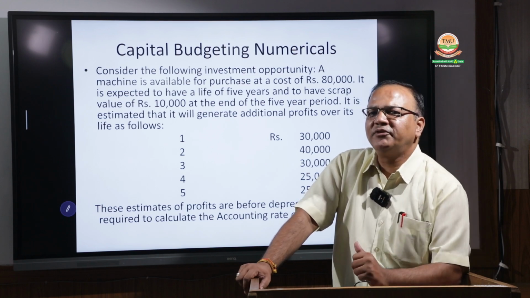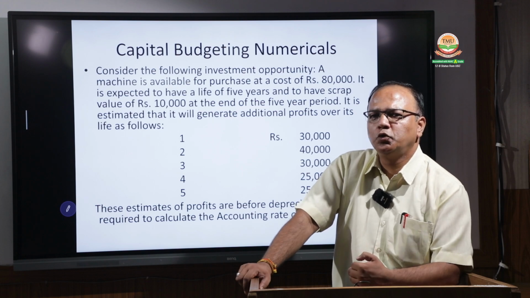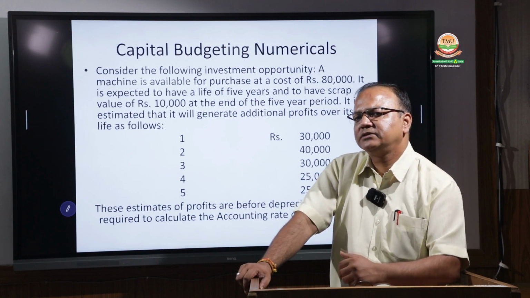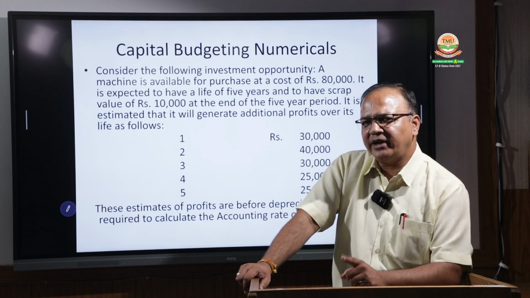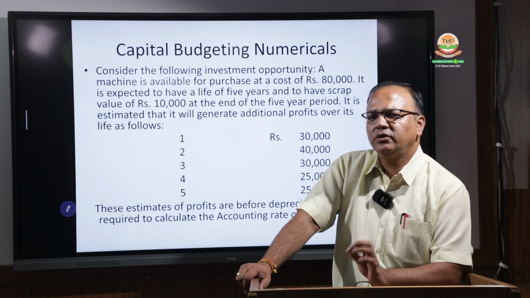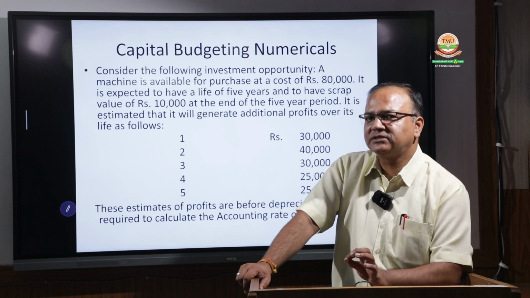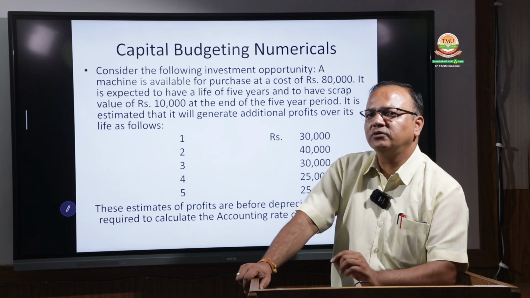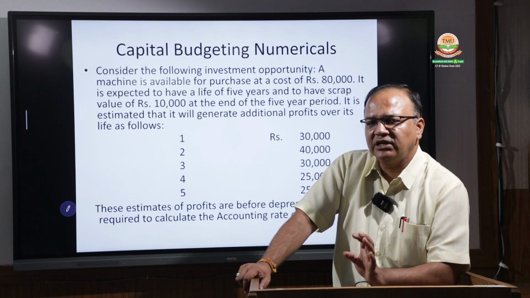If I am using formula number 1, this is cost minus scrap value by 2 plus scrap value. So cost 50,000 minus 10,000 divided by 2, it means 40,000 divided by 2 is equal to 20,000, plus the scrap value 10,000. So you can say 20,000 plus 10,000 will be 30,000.